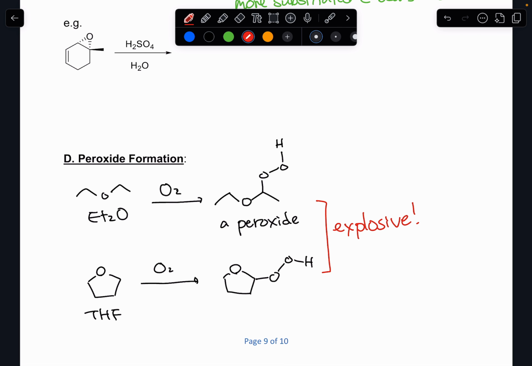Now, I want you to know that most of the ethers you might be using in your OChem lab would probably have a peroxide inhibitor to inhibit this oxidation reaction, but you never know. So just be careful how you handle ethers. You should not let it be exposed to the air. Okay.